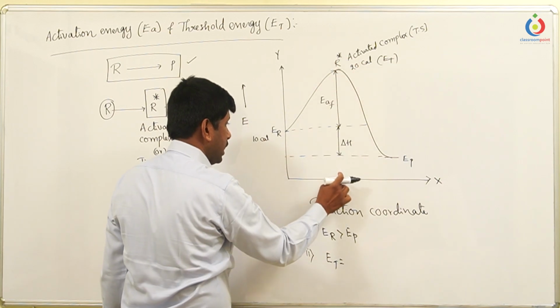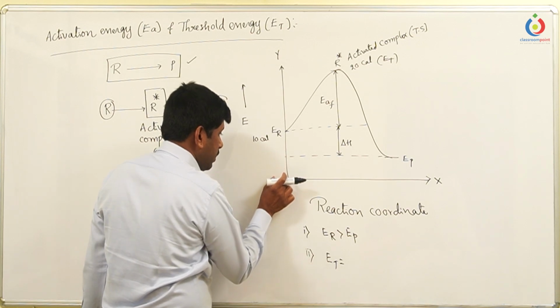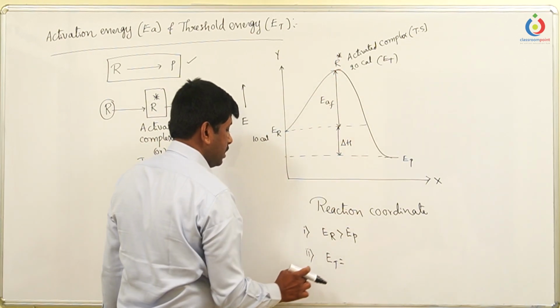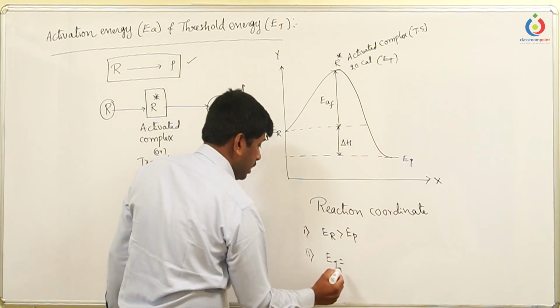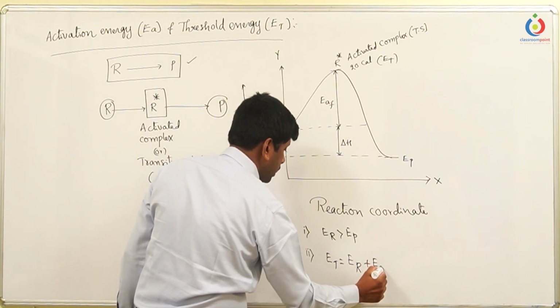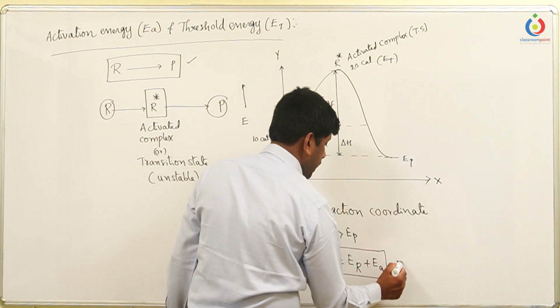So from this it is very clear that we can write down the threshold energy is equal to this total of 20 calories of energy. The reactant molecules already have 10 calories of energy, and the energy of activation is the remaining 10 calories. So threshold energy can be calculated as the energy of the reactant molecules plus the energy of activation. This is for the forward reaction.